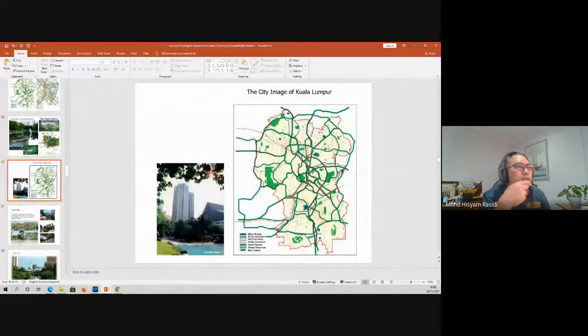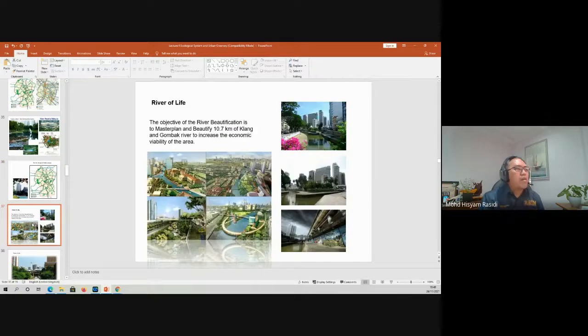So you can see there are some changes made in the river of Sungai Klang, Sungai Gombak. They already introduced some treatment, such as the water embankment, and a different type of material. Maybe you can also read about River of Life. This is a very big project endorsed by the government. The objective of the river beautification is to master plan and beautify the 10.7 kilometer Klang and Gombak River. The River of Life is trying to bring back the soul of Sungai Gombak to the community.